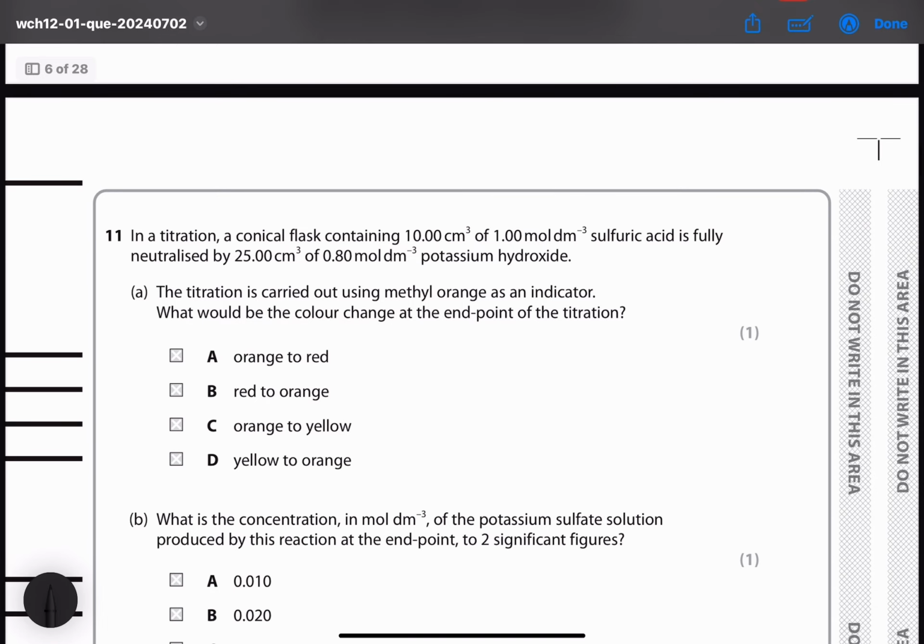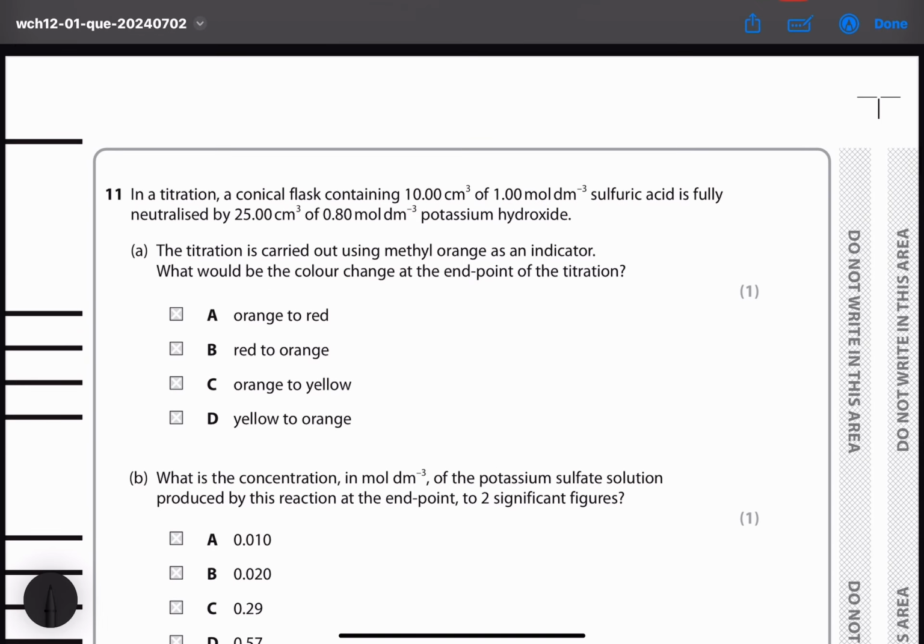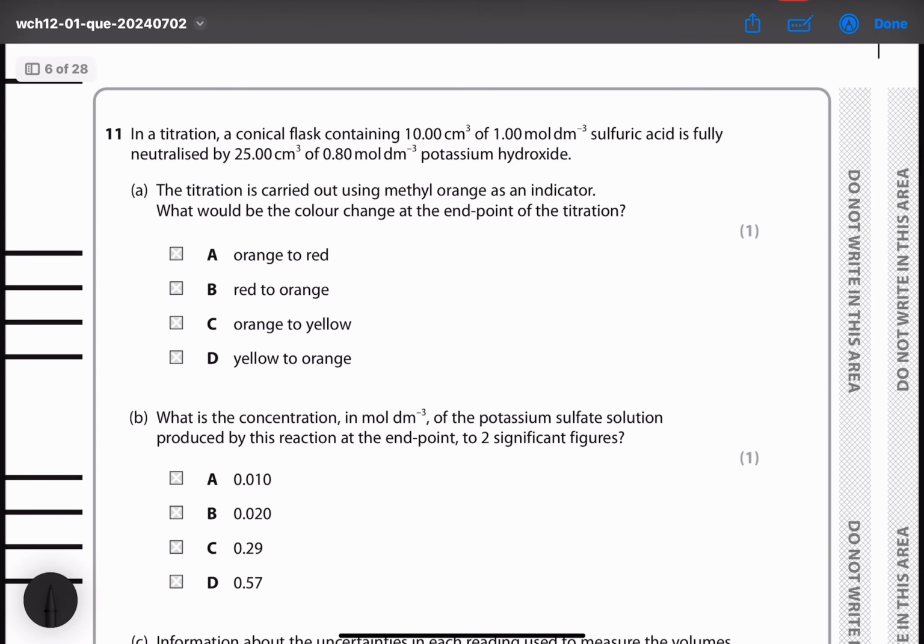Next, in a titration, a conical flask containing 10 cm cube of 1 mole per dm cube sulfuric acid is fully neutralized by 25 cm cube of 0.8 mole per dm cube potassium hydroxide. The titration is carried out using methyl orange as an indicator. What would be the color change at the endpoint?